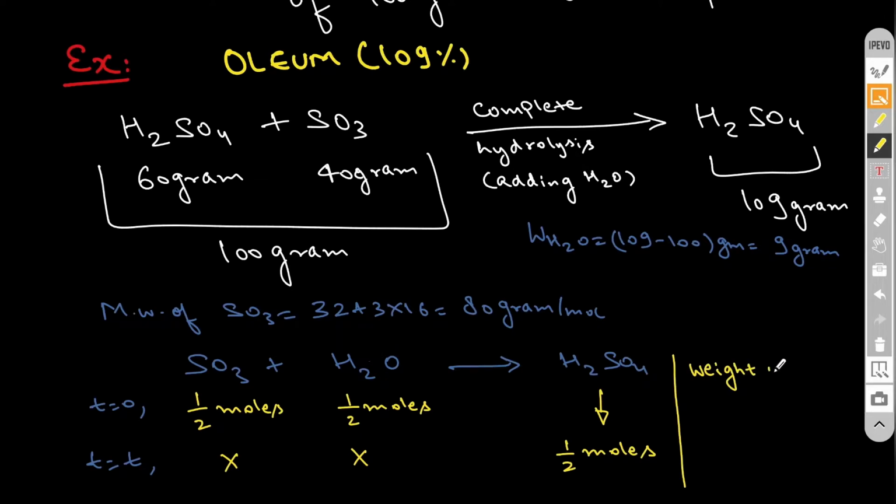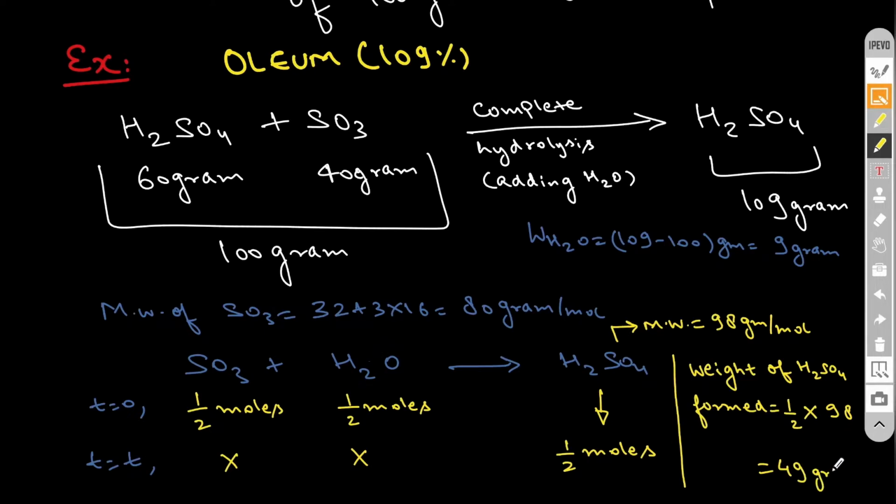So we can write the weight of H2SO4 formed as moles multiplied by the molecular weight of H2SO4, which is 98 gram per mole. So 1 by 2 multiplied by 98 will come out to be 49 gram. So the weight of H2SO4 formed will be 49 gram, right? So this is a simple example.